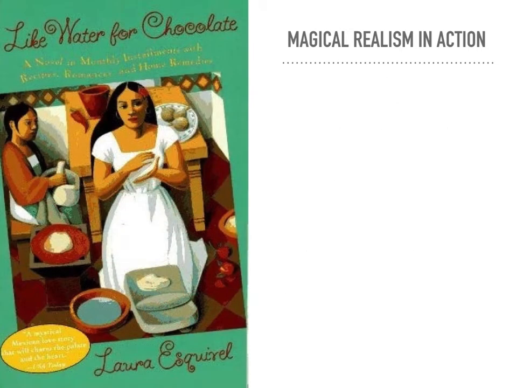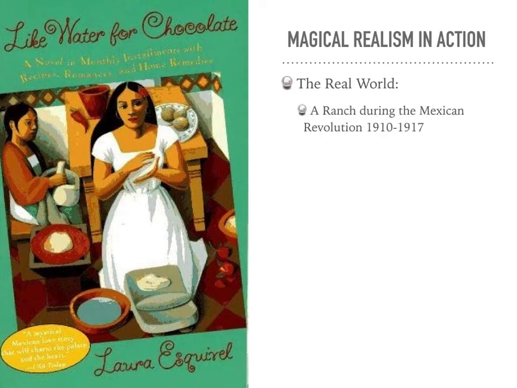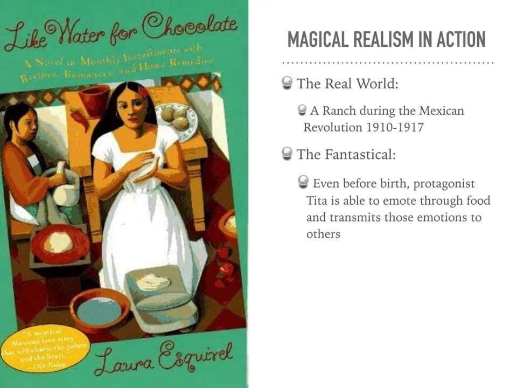Our next example is Like Water for Chocolate by Laura Esquivel, and this is from 1989. So, the real world is a ranch during the Mexican American Revolution between 1910 and 1917. The fantastical is that even before birth, protagonist Tita is able to emote through food and transmit these emotions to others.